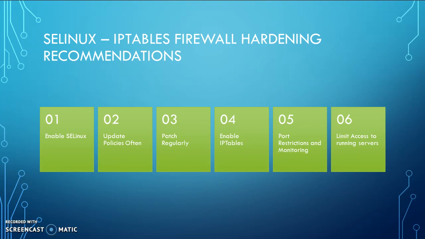So the other firewall I will be discussing is SELinux, and using the IP tables application within that. So obviously you want to enable SELinux when you're using IP tables as opposed to just regular Linux within the server operating system. You also want to update your policies often to ensure that you are using best practices according to your company's mission and values. You want to patch regularly to keep databases and applications up to date as far as security. Enable IP tables, obviously, to ensure that only trusted IP addresses are going within and without your network.